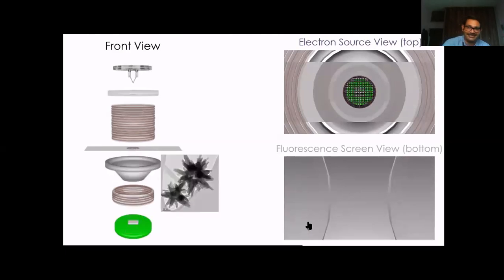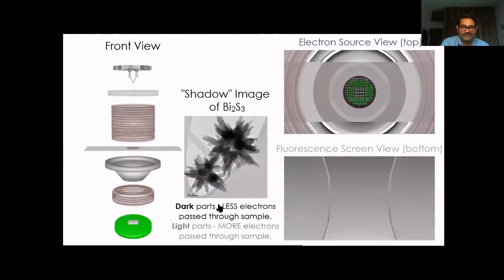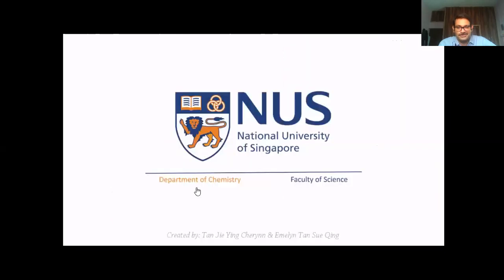This is a flower, a beautiful flower. So you can see a flower image of this bismuth sulfide. The structure will be the same as this. The internal structure can be beautifully viewed through this TEM technology. Thank you very much.